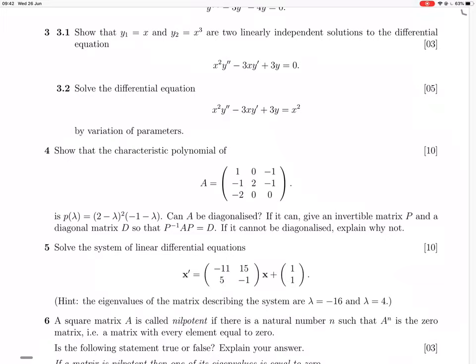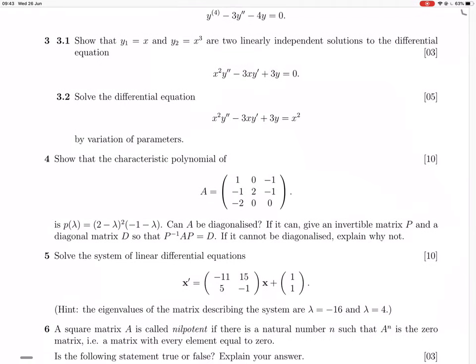I can't think of such a way. Let me know in the comments if you know such a way. I'm just going to go ahead and reluctantly calculate this characteristic polynomial. So the characteristic polynomial is going to be A minus lambda I, the determinant of that.